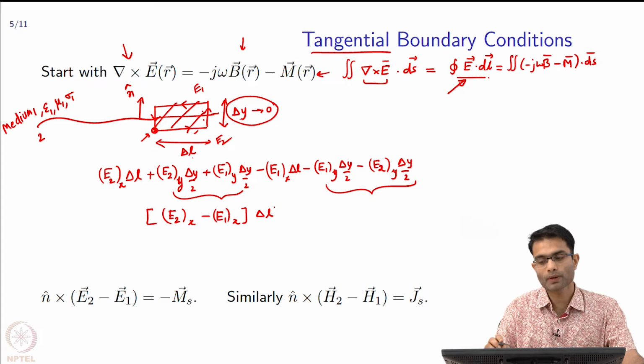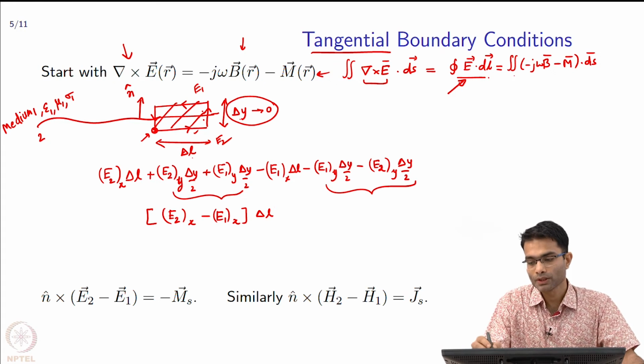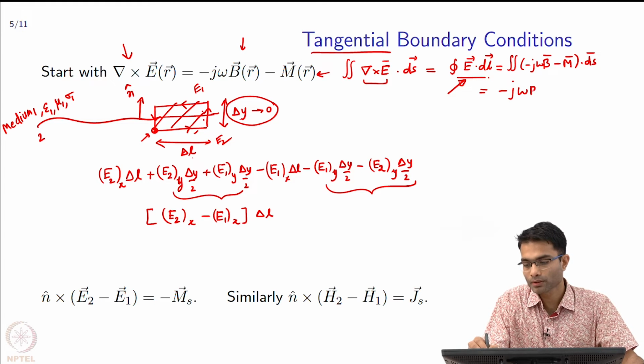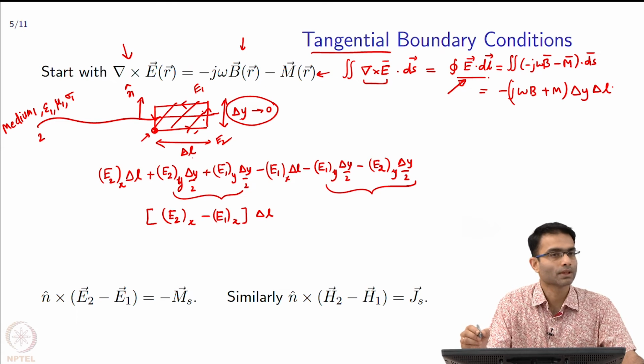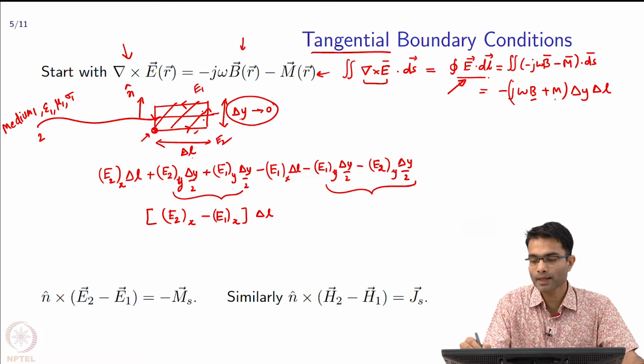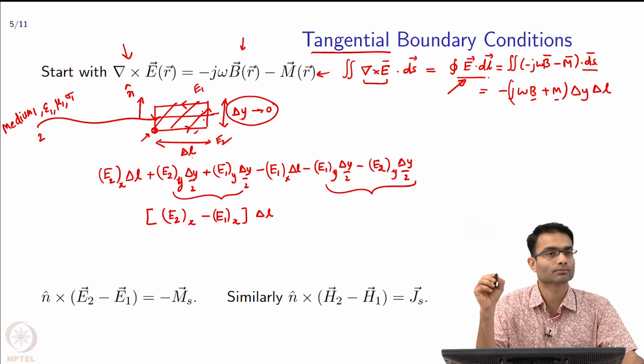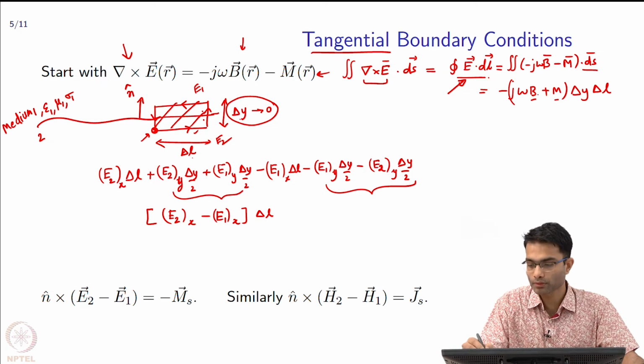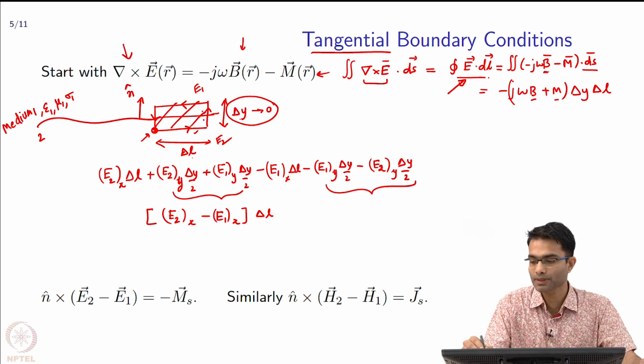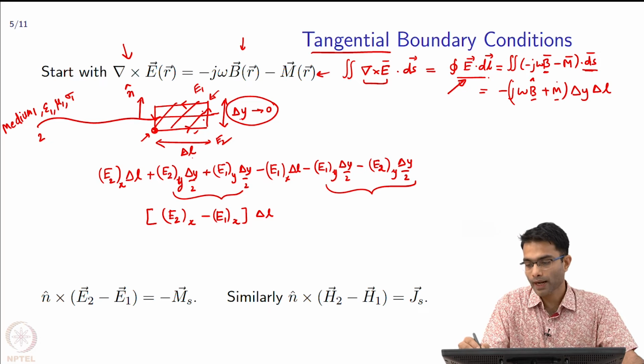And on the right hand side, what do I have left now? I can write it as minus j omega B plus M multiplied by delta y delta L, that is the surface, and we are assuming that we are talking about the component of B and M that is along the dS vector. Is that clear? Because I have to take the dot product between this vector and this vector over here. So, whatever survives along this, that is coming out of the plane of this page, is surviving in this term. That is the only term that is retained. So, if you want, you can put a hat over here.